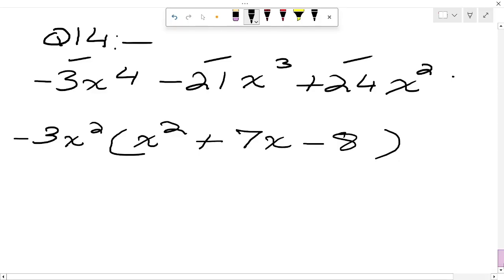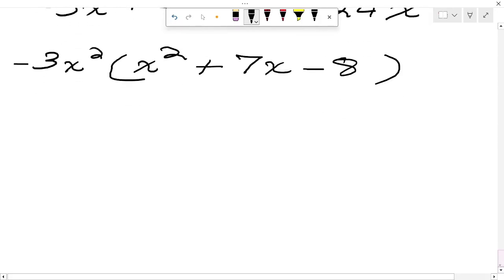Now we need to simplify this expression much further. As you can see, we have a quadratic expression. What is the coefficient of x square? It is 1. And what is the coefficient of this numeral? It is 8. So we need to find the factors of 8 such that 7 will be the answer. So if we take 8 multiplied by negative 1, the answer will be positive 7. So we will put this right into this quadratic equation. So negative 3x square bracket.